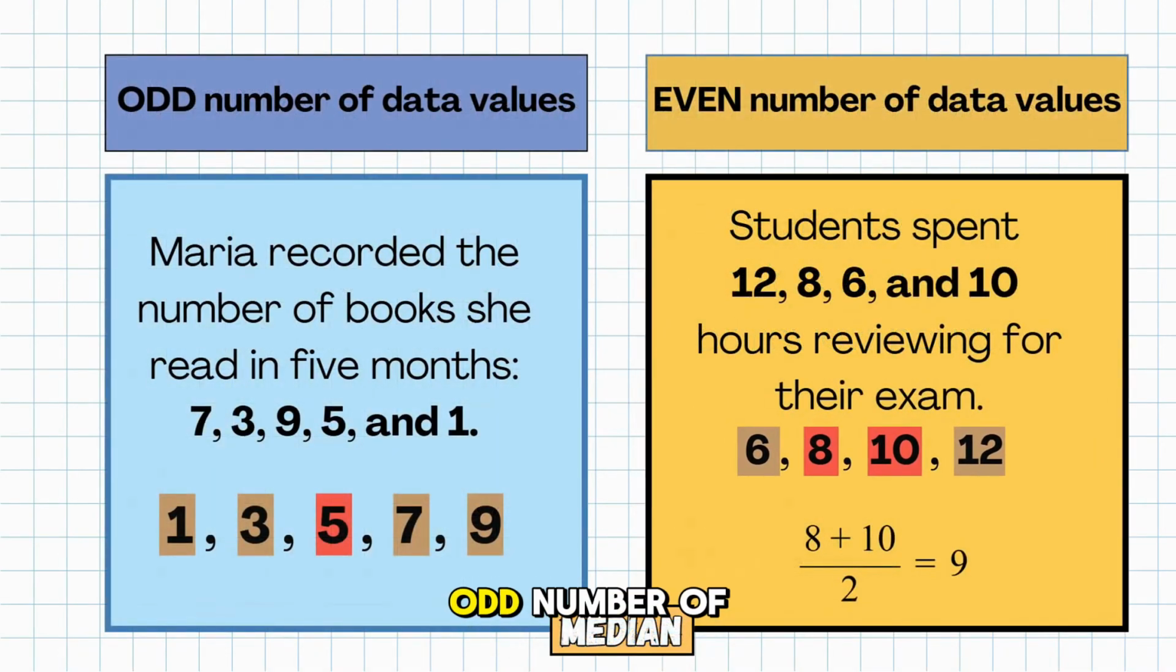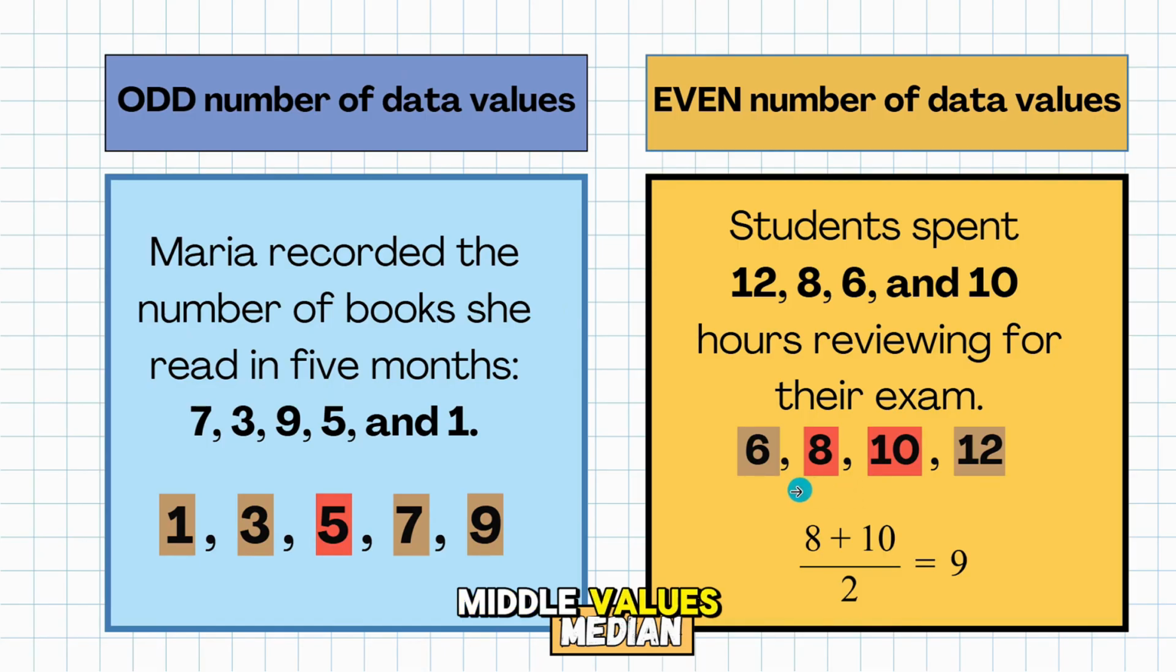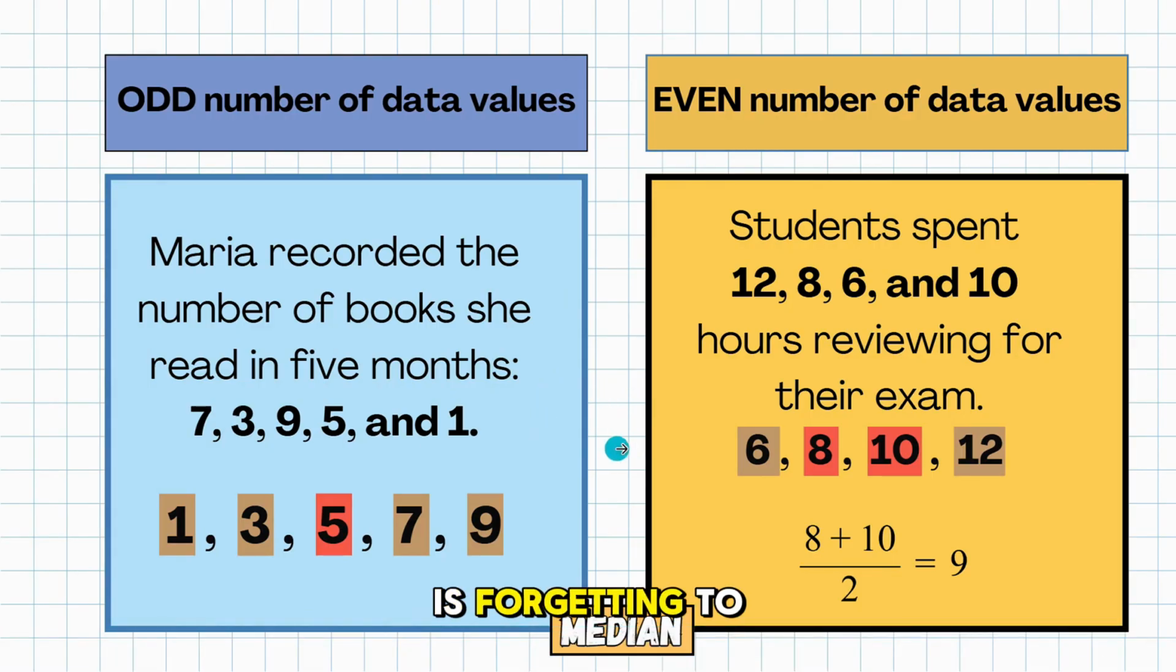Again, for the odd number of data values, we just need to identify the middle value. For even number of data values, identify the two middle values and then find their average. One common mistake when finding the median is forgetting to arrange the data first. Always arrange the values before identifying the middle value.